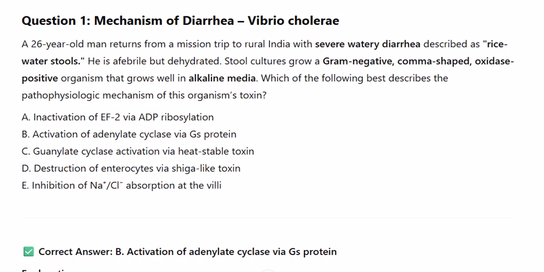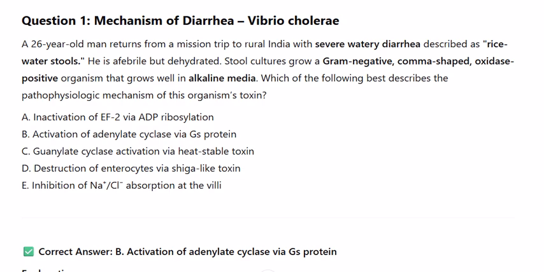A. Inactivation of EF2 via ADP ribosylation. B. Activation of adenylate cyclase via Gs protein. C. Guanylate cyclase activation via heat-stable toxin. D. Destruction of enterocytes via Shiga-like toxin. E. Inhibition of sodium absorption at the villi. Correct answer: B. Activation of adenylate cyclase via Gs protein.